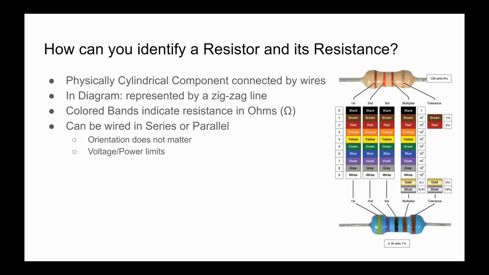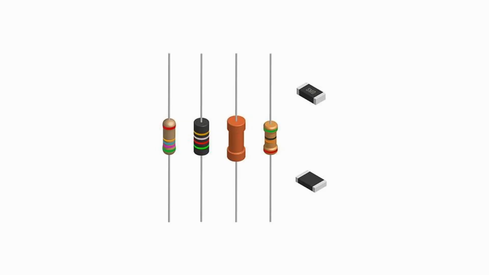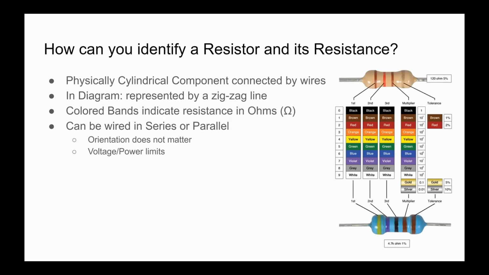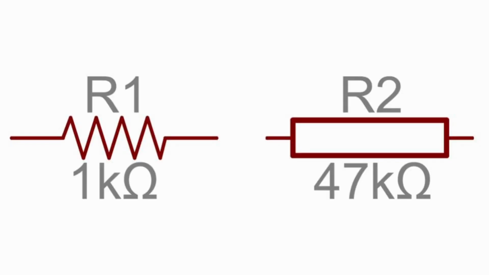How can you identify a resistor physically and in the circuit diagram? Resistors can normally be identified as a small cylindrical component, but rectangular resistors can exist as well. Colored bands can be found on cylindrical resistors that indicate their value in ohms. In a circuit diagram, they are represented by a zigzag line with a resistance value indicated next to it.